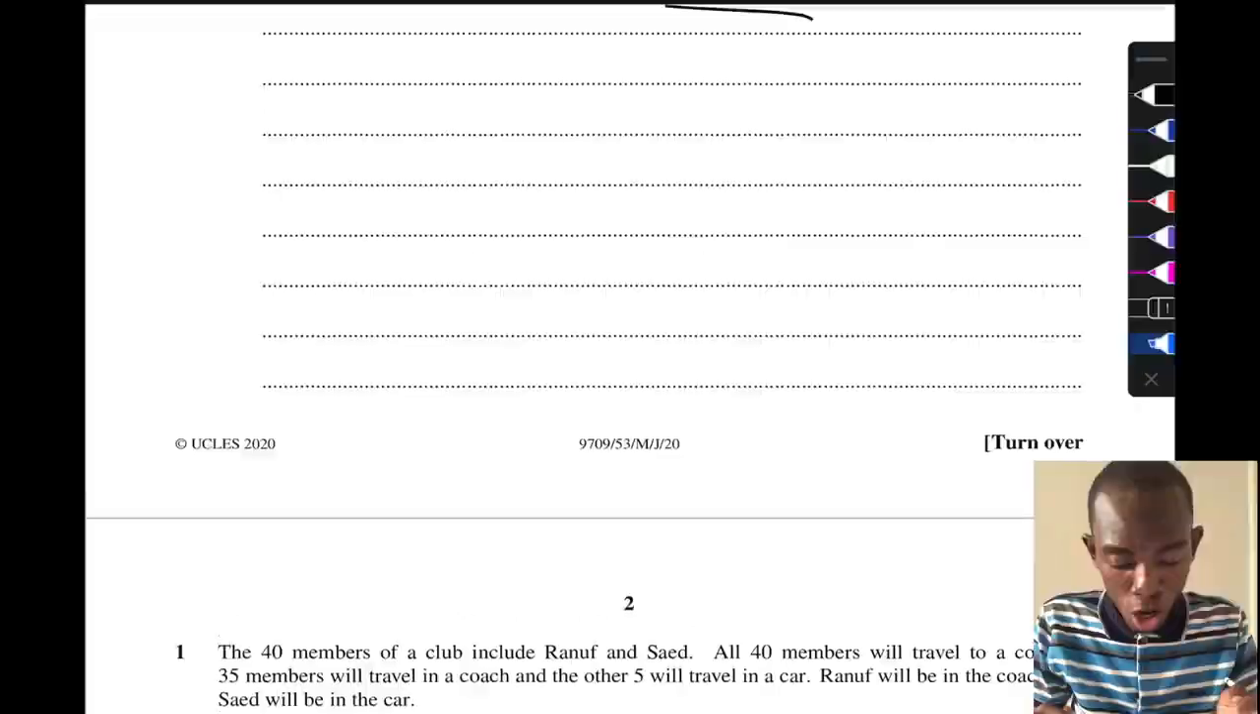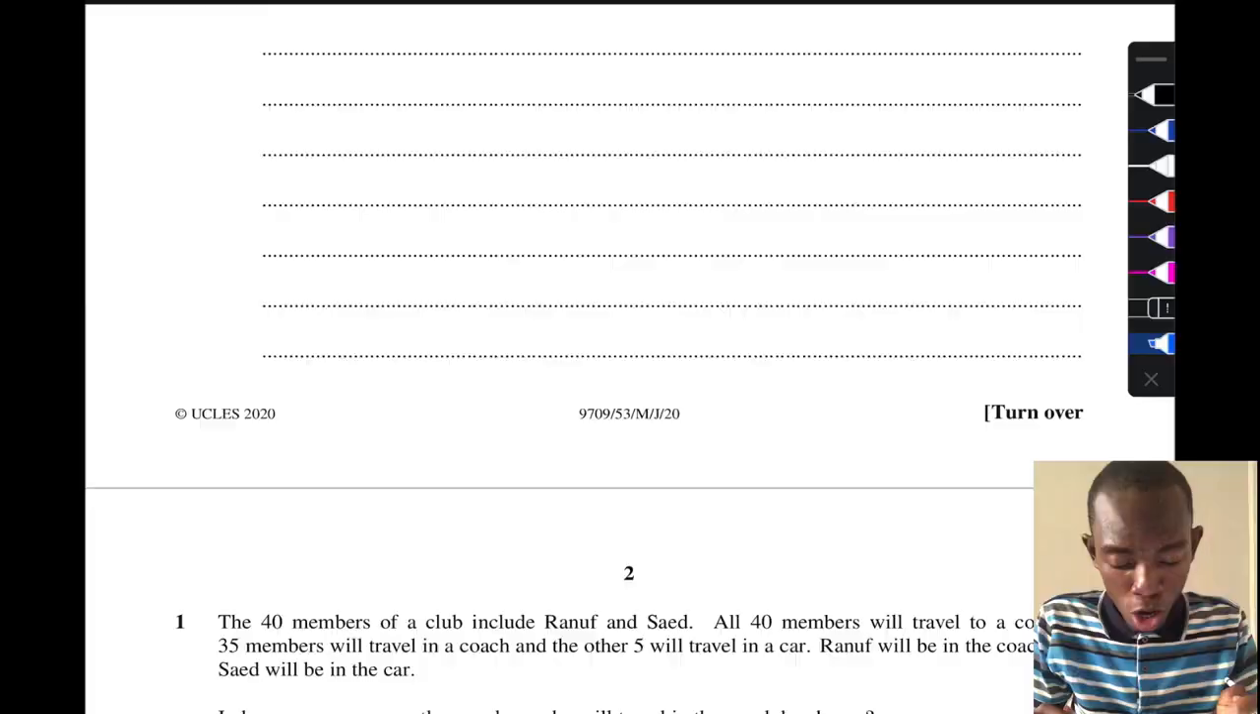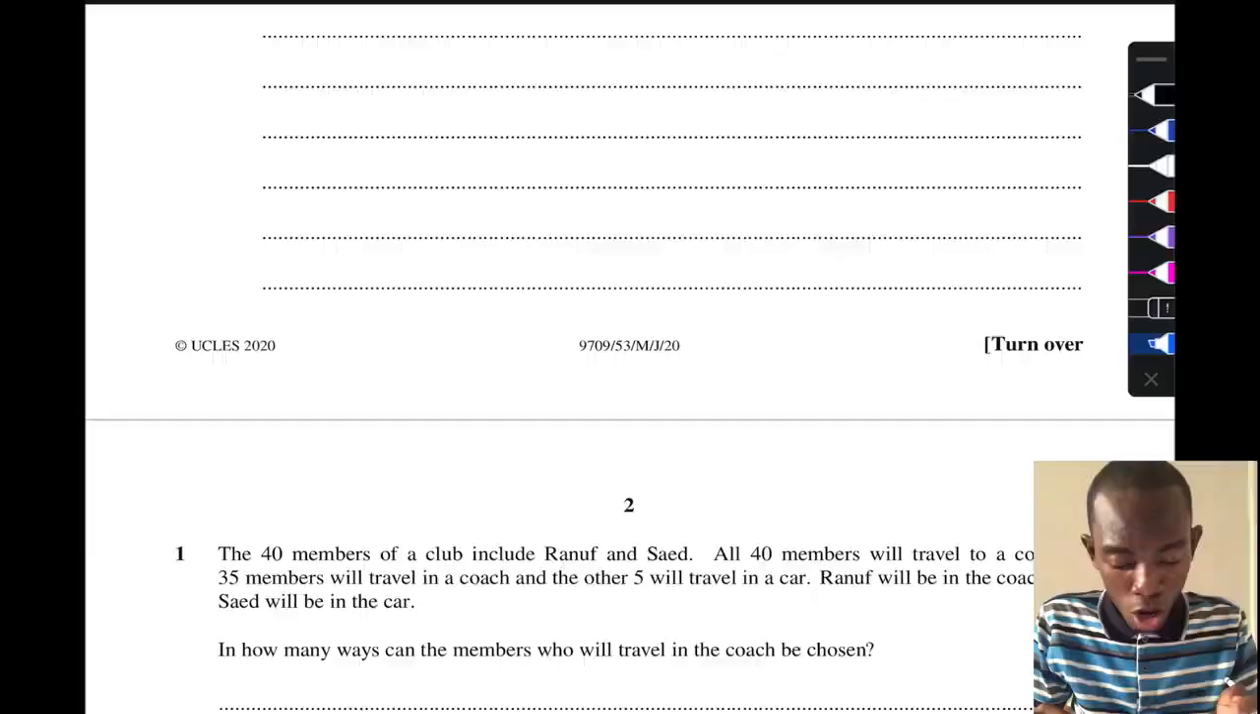Okay, let's consider this one. It says that 40 members of a club include Ranaf and Saeed. All 40 members will have to travel to a concert. Find the number of... This I'll cancel out, this is for permutation and combination. Well, there's a question here. That must have been the reason why I included this particular question here.